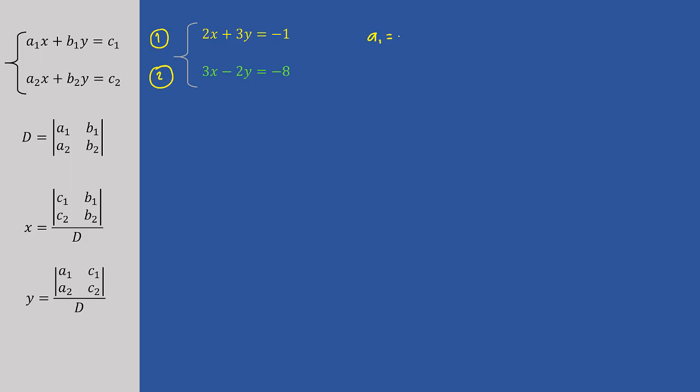So A1 is 2, the coefficient of x. Now the coefficient of x of the second equation, A2, is 3. Now let's go with the coefficients of y, which are represented by the letter B on the formula. B1, of the first equation, is 3. B2, of the second equation, is -2. It is very important not to forget the sign of each coefficient. Remember that its sign is the symbol that you have on the left.